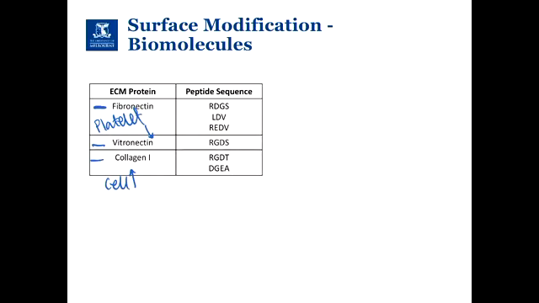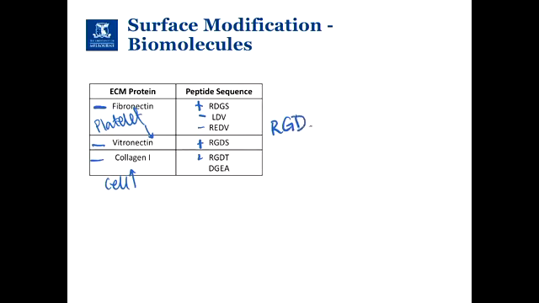So people have actually found what peptide sequence in that long protein the cells actually like to adhere to. And what it is, it's the integrin in the cells that actually like to bind to this. So within fibronectin, these peptide sequences, cells will bind to. In vitronectin, it's this one here, and in collagen 1, it's this one here. One thing that you will notice here, here, here, you see RGD.